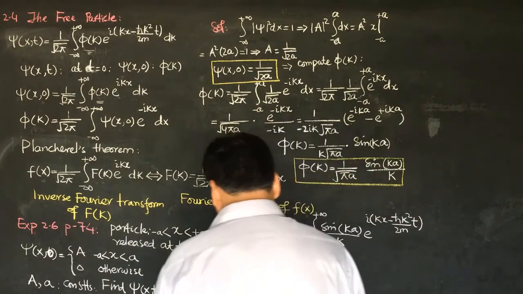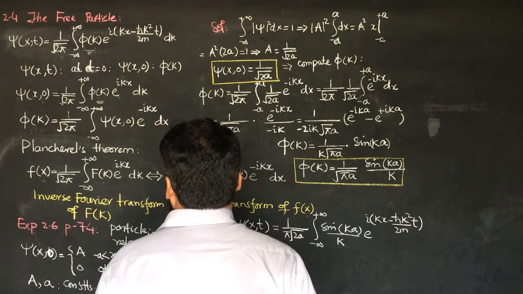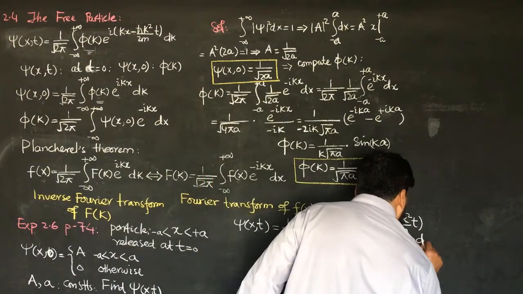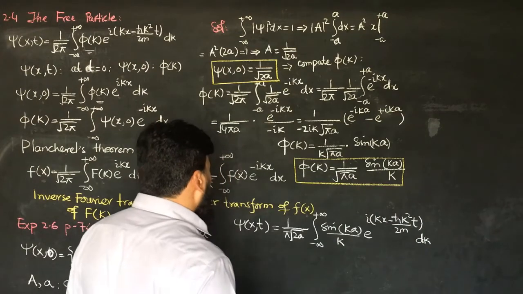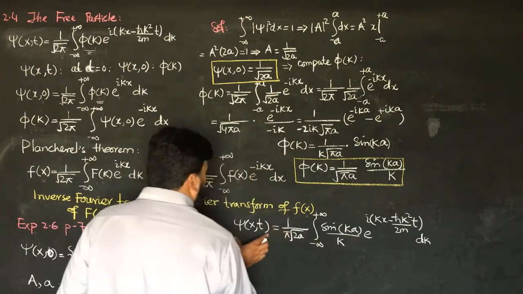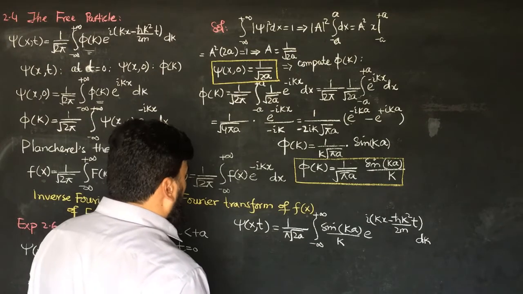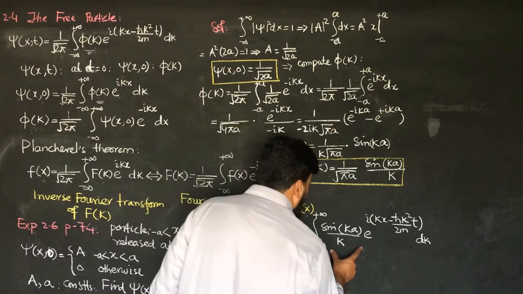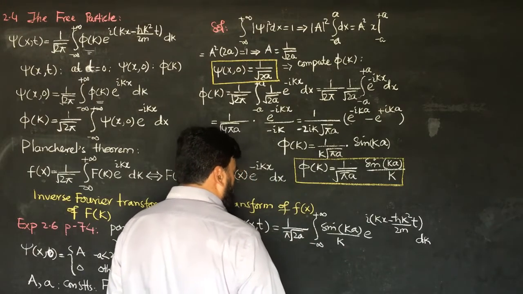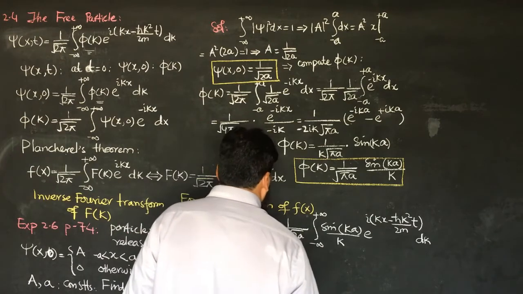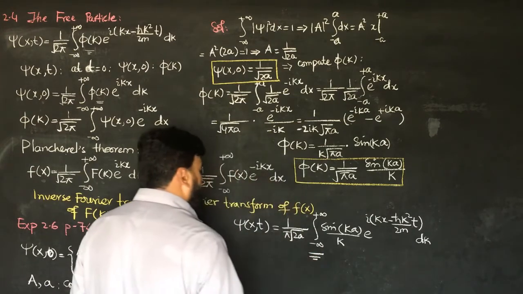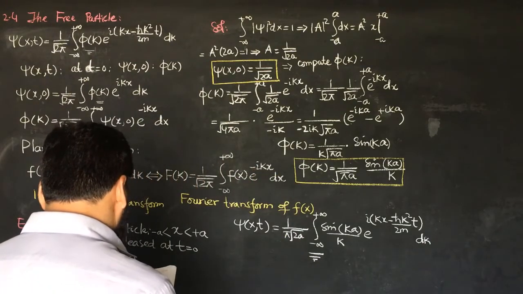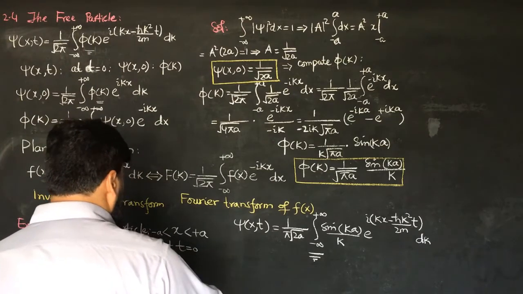so this will be h bar k square over 2m times t. So we will have a dk with it. So if we solve this integral, then we will get psi of x,t. Although the integral is very difficult and it can be solved with the help of a numerical solution. So we will leave the integral at this place, considering it to be the solution of our psi of x,t, meaning our wave function will evolve like this.